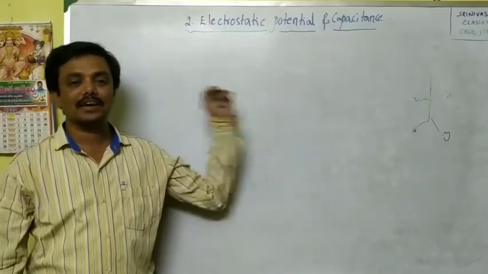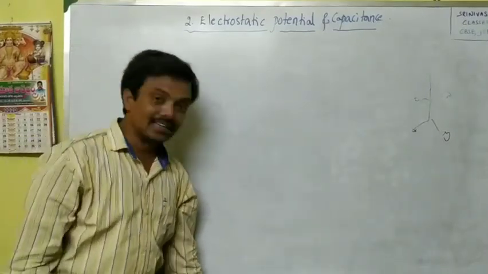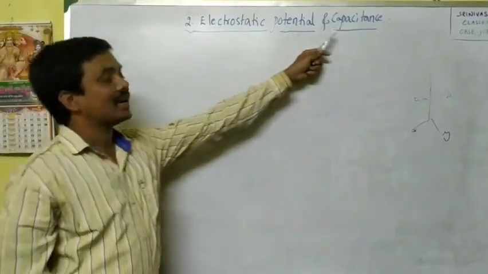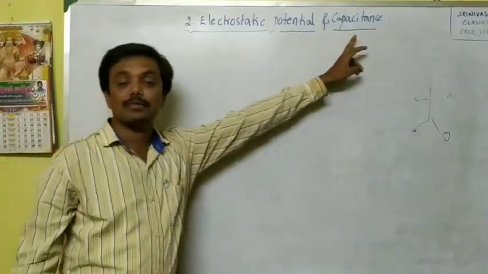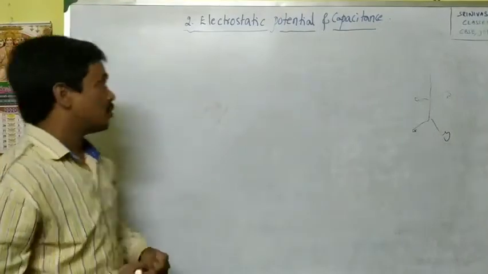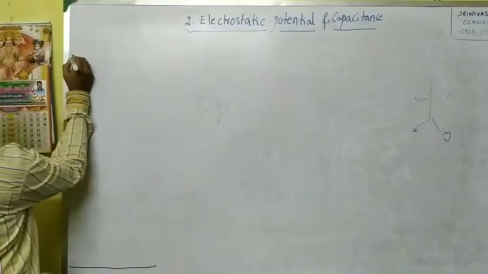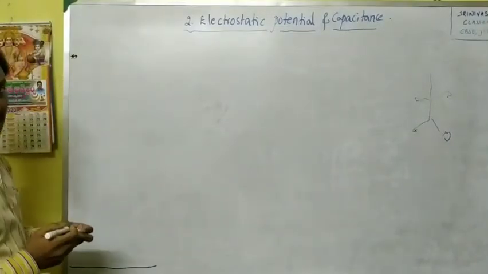Second chapter in 12th class: electrostatic potential and capacitance. In this chapter we are going to discuss the potential and the capacitance. Now first of all, what is potential? That I am going to explain.